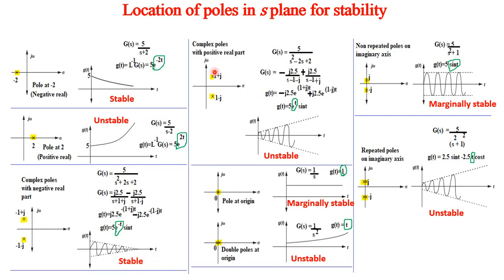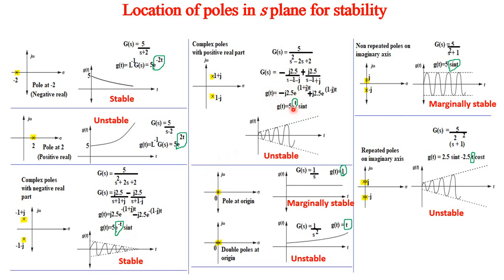Suppose we have complex poles with positive real part, that is the poles are present in the right half of S plane. So here, minus 1 and plus 1, positive real part. For that I have taken an example, s square minus 2s plus 2, the characteristic polynomial. Of course they have got poles like this. If we simplify by partial fraction and find out the inverse Laplace transformation g(t), it is going to be 5 into e power t sin t, whereas it was 5 into e power minus t sin t in the previous case. So here e power t means exponential rise.